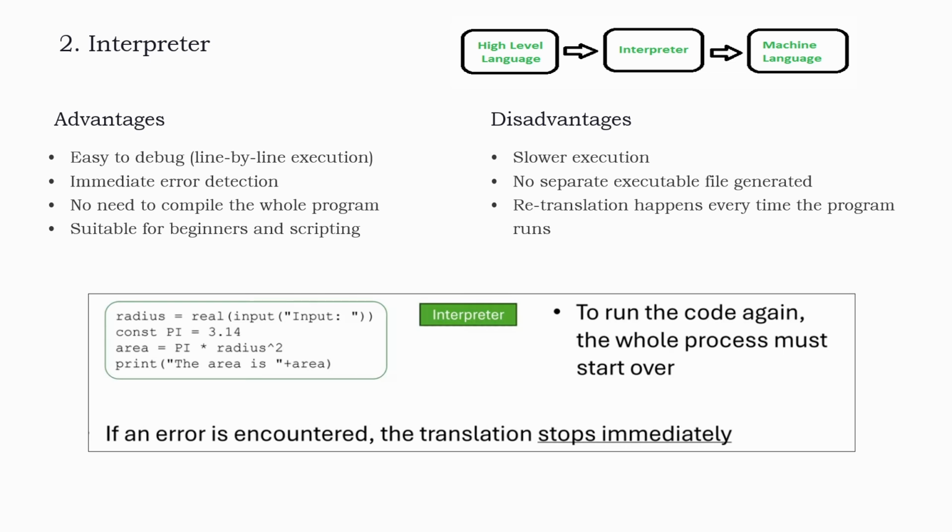Now, we'll have a look at the disadvantages of the interpreter. Slower execution: since the translation happens during execution, programs run slower. No executable file is generated. Every time the program runs, the interpreter must translate it again. It requires an interpreter environment. The program can run only if the interpreter is installed.